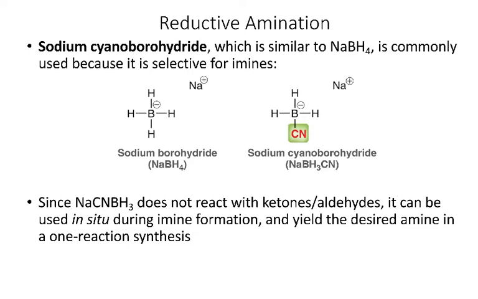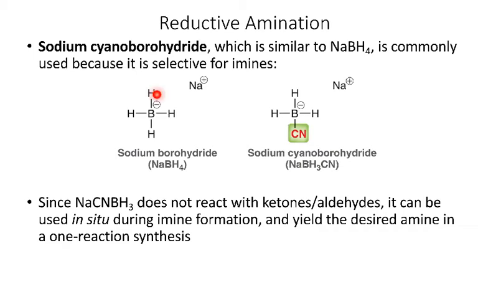Now, a number of different reducing agents can be used to convert the imine into the amine. One of the more common ones is sodium cyanoborohydride. This is closely related to sodium borohydride, but we've replaced one of the hydrogens with a cyano group. The advantage of using this particular reducing agent is that it's fairly selective for imines, and it won't react with ketones and aldehydes. And so we can do the whole reaction at once, and we don't have to worry about doing it in multiple steps.